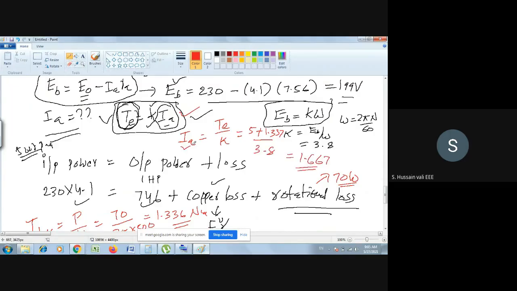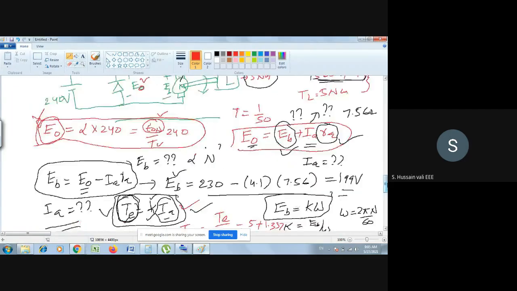So at the end we got IA. Why do we want IA? We'll go back to this equation. Which equation? This equation. In this equation, I told you your three unknowns are there: EB, RA, IA. EB value is 199, RA is 7.56, and IA we just now found out as 1.67. Then we got the answer for E naught.